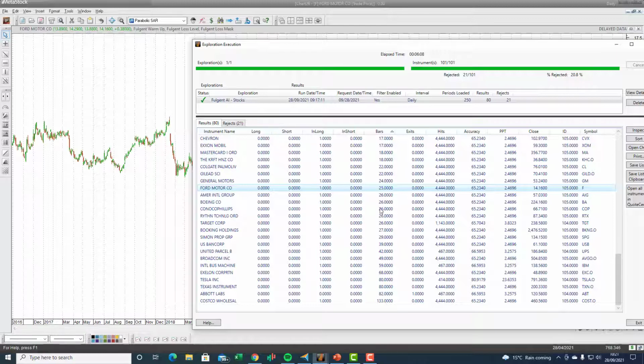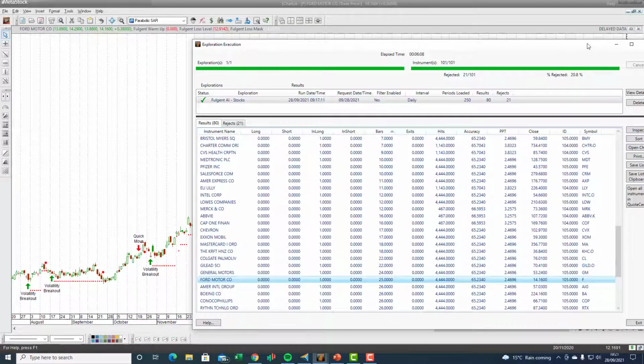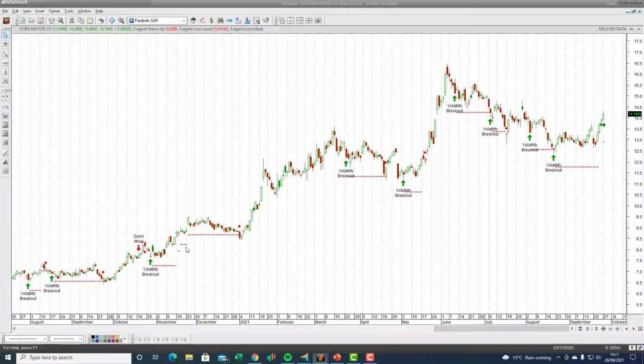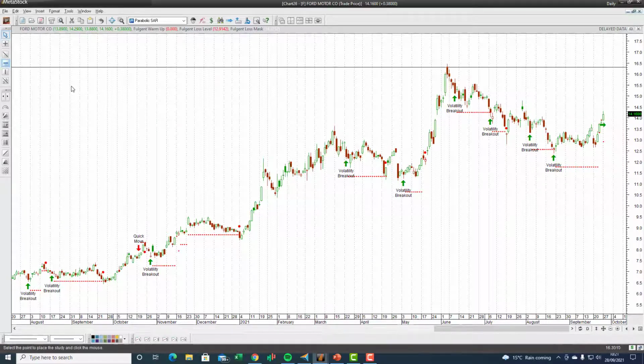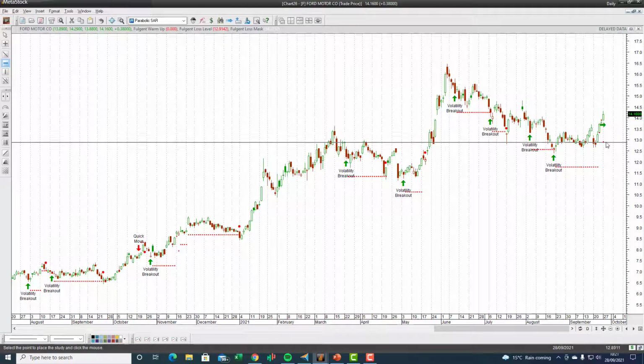So you can see a lot of the trades are long. Let me just move this away. So Ford captured a nice rally to the upside and then a couple of volatile sessions to the downside. You had to be quick there, bank your profits quickly. The latest trade is a volatility breakout with a trailing stop at around about 13.